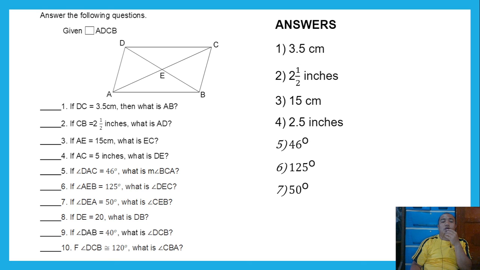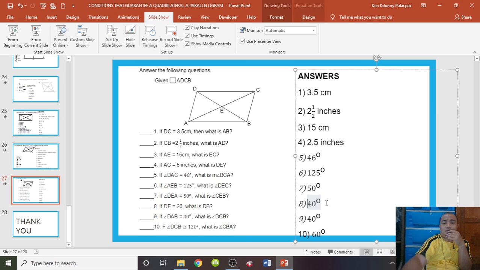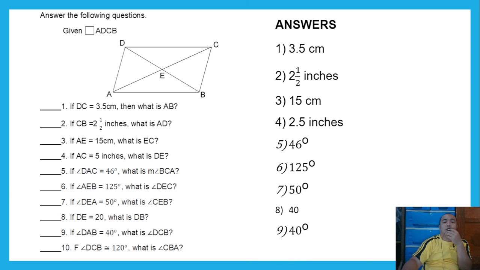Now, if DE is 20, what is DB? 20 plus 20, that's 40. 40, not degrees. Let's check. Number 8, 40. Now, number 9, if angle DAB is 40 degrees, what's the measure of angle DCB? Also 40 degrees. Opposite angles are congruent.